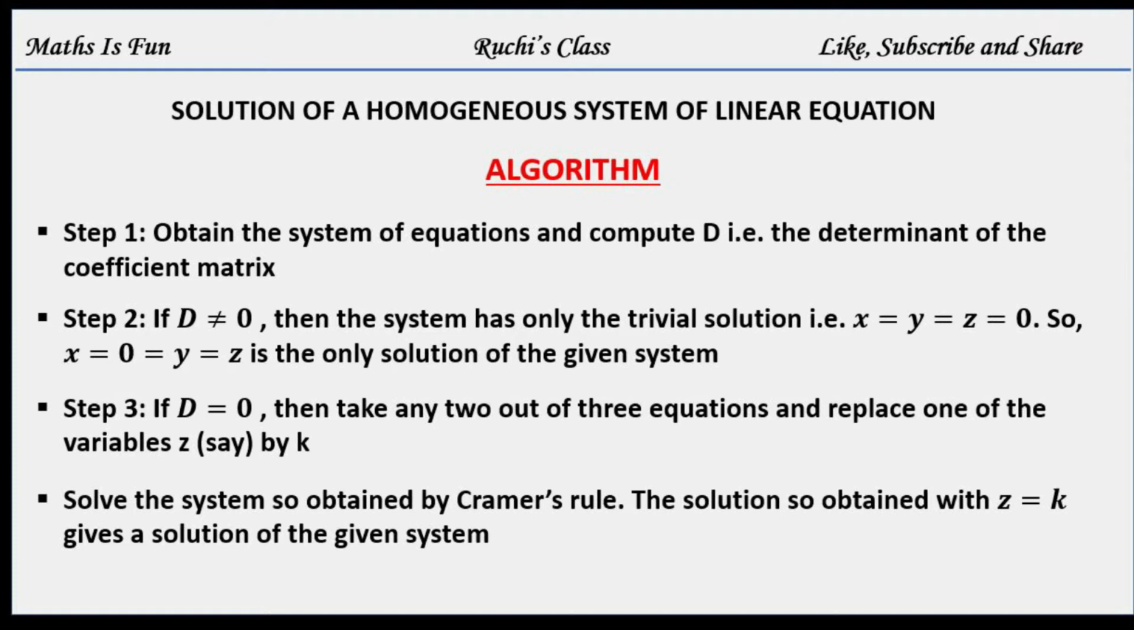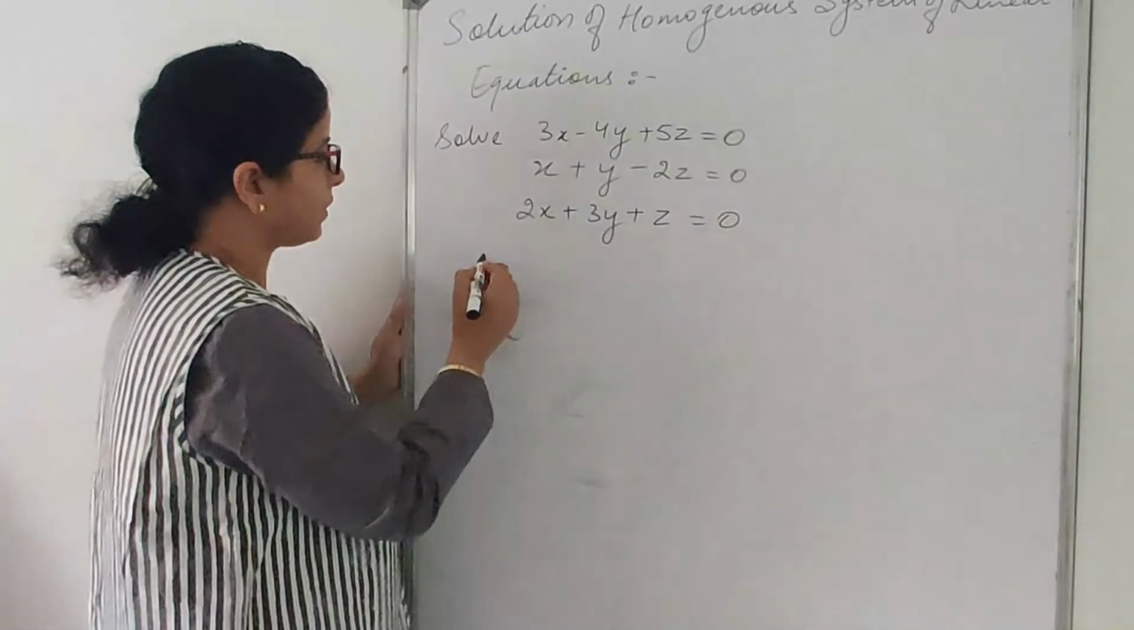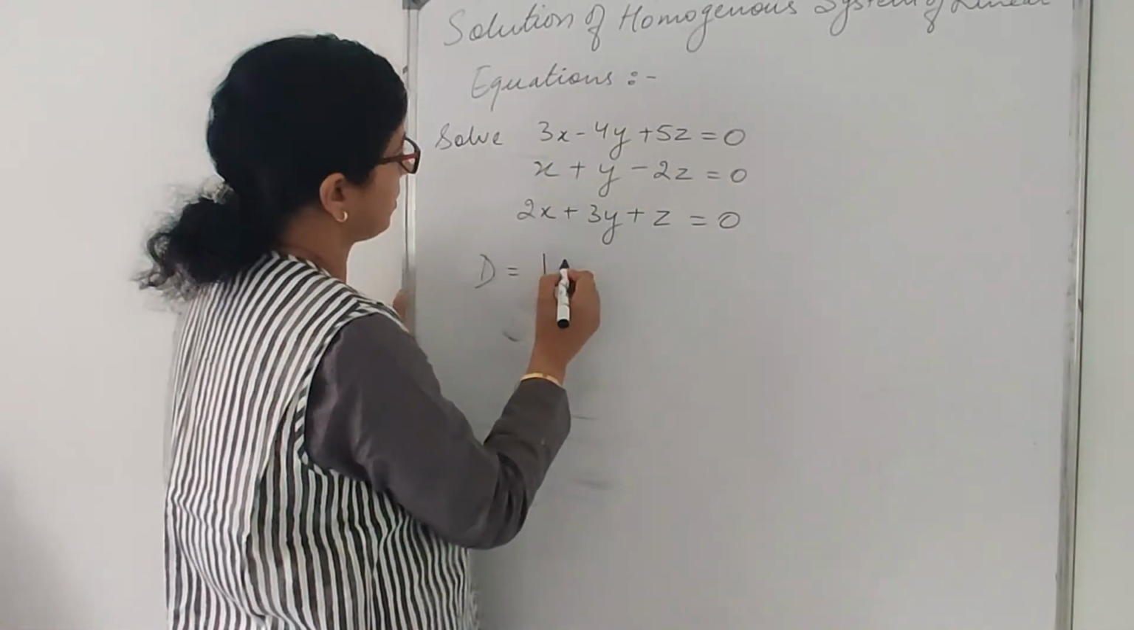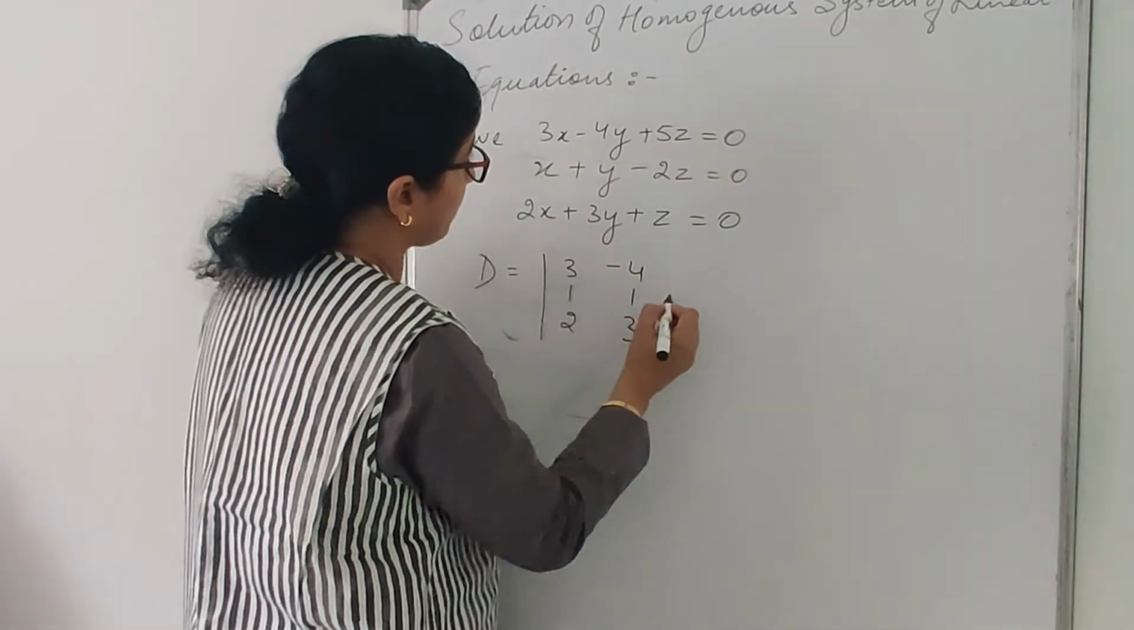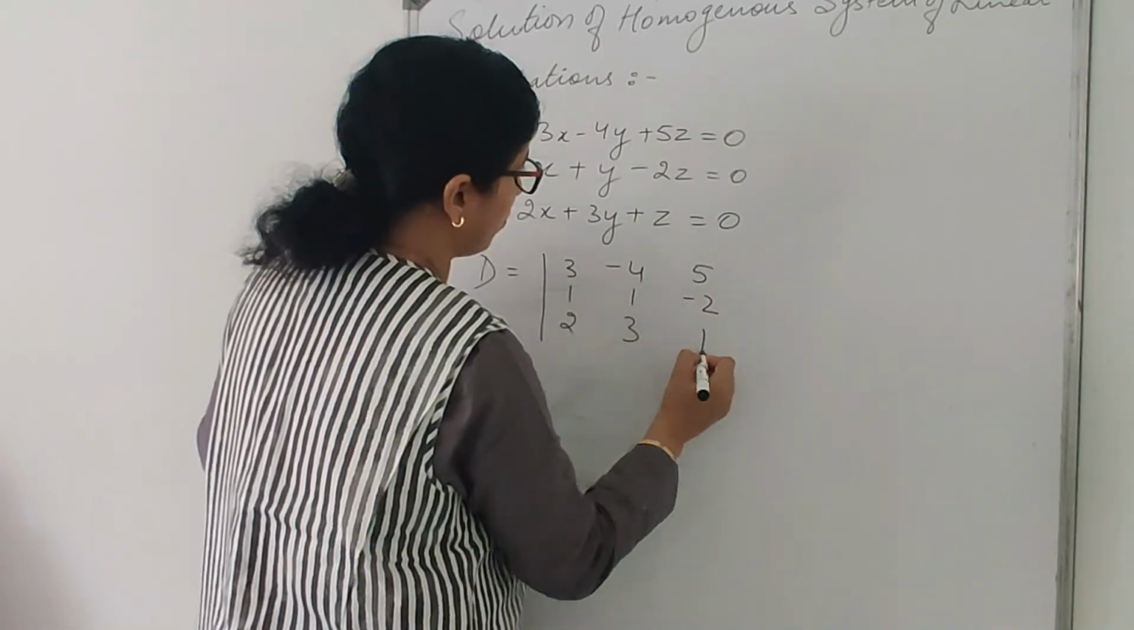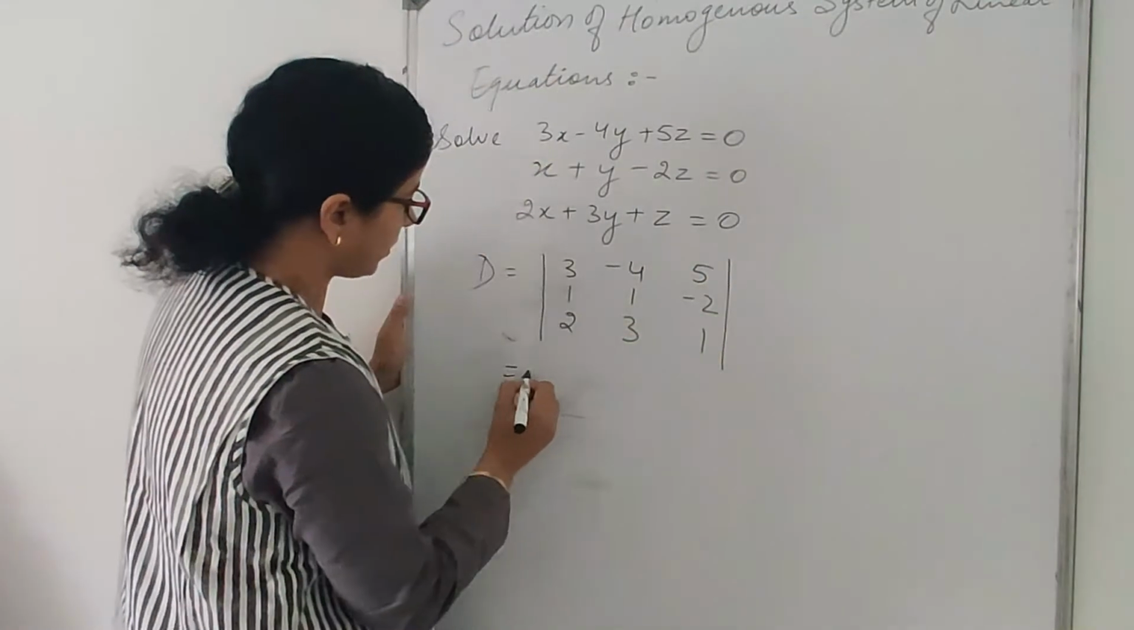But in case D is equal to 0 and your D1, D2, D3 are also 0, then we will do the same way as the previous question I have done. We'll take z is equal to k. We will solve any two of the equations, find the solution, check for the third one, and then move further. So now we'll find the value of D. What is D? 3, 1, 2, minus 4, 1, 3, 5, minus 2, 1.